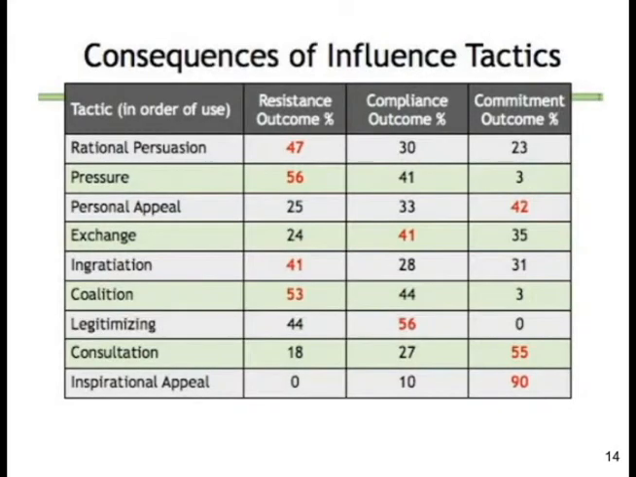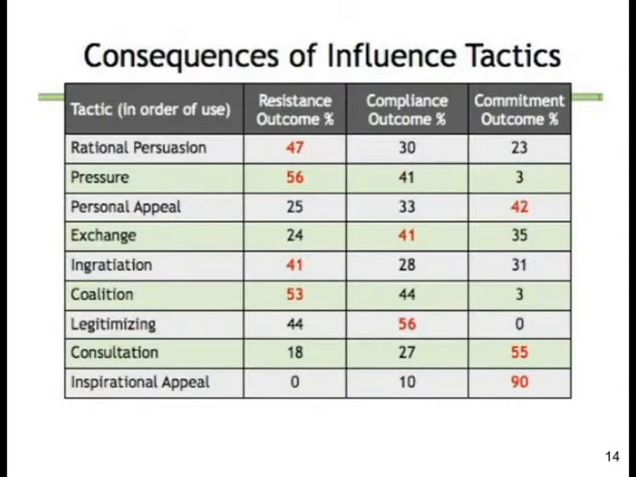And then if we go to the next slide, slide 14, is the results of some social science research that Dr. Seat conducted that looks at the consequences of these different influence tactics and how often we get each one of those three outcomes of resistance, compliance, versus commitment. And so, of course, ideally, we'd want higher percentages in the commitment column.